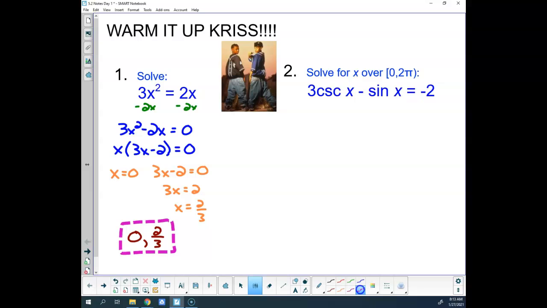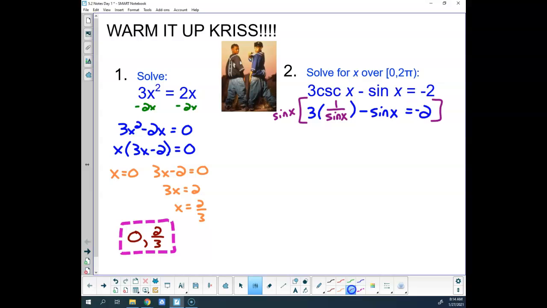Okay. Second one. So I'm looking at this and I'm saying to myself, you get two different trig functions going on in there. Let's adjust it. Let's go 3 times cosecant. Cosecant is 1 over sine. At least now I've got sines all around. Minus sine of x equals negative 2. Let's multiply the entire equation by sine of x to get rid of that fraction.